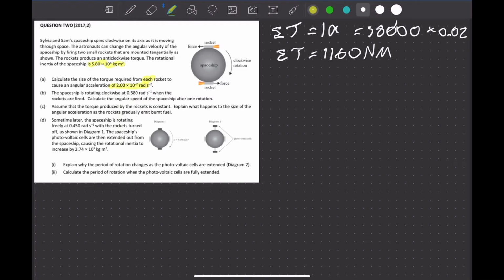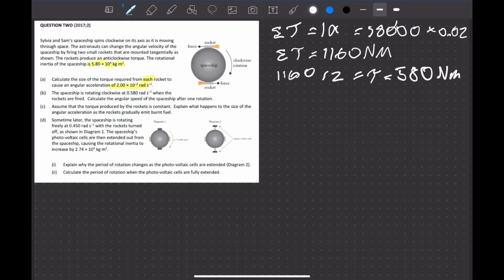So when we look at the question, we can see that it's asking for the size of the torque required from each rocket. So we've calculated the sum, which is for both the rockets. So we are going to then divide that by 2, so we get 1160 over 2 equals our torque of our individual rocket, which will equal 580 Newton meters. So that is A, done and dusted.